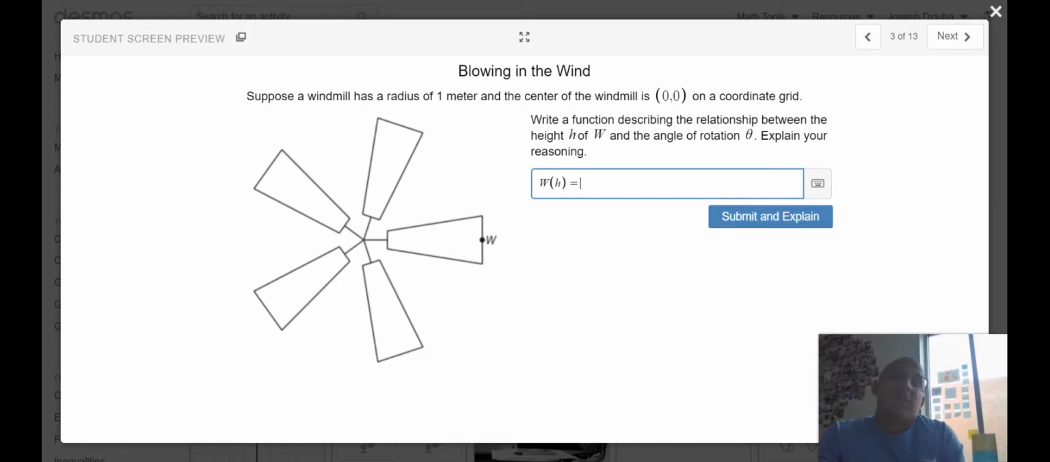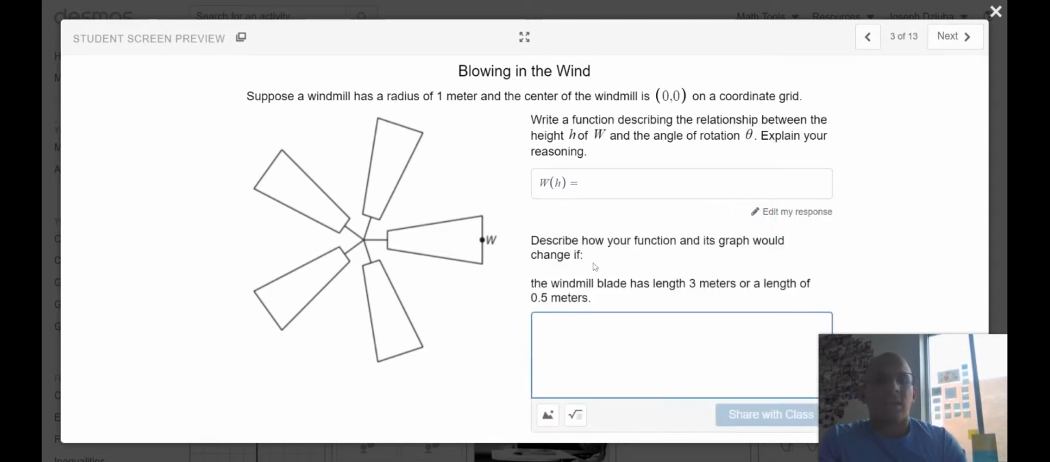You have two, well, technically three: sine, cosine, and tangent. Which one of those functions conveys a vertical quality? In this case, the height. All right, after you do that, describe how your function or its graph would change if the windmill blade has length 3 meters or a length of 0.5 meters.